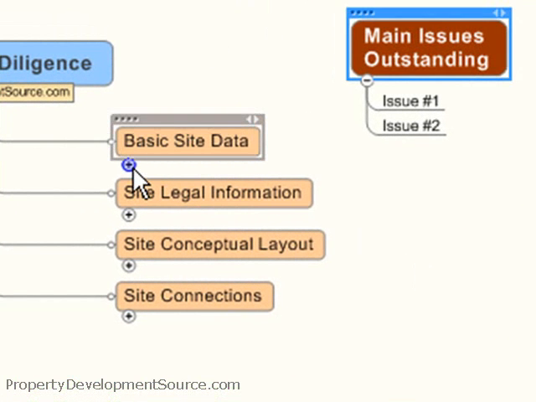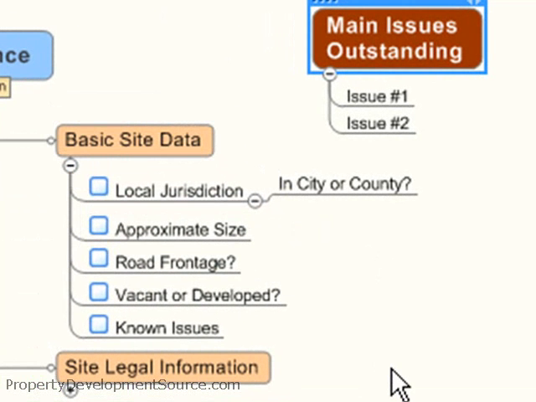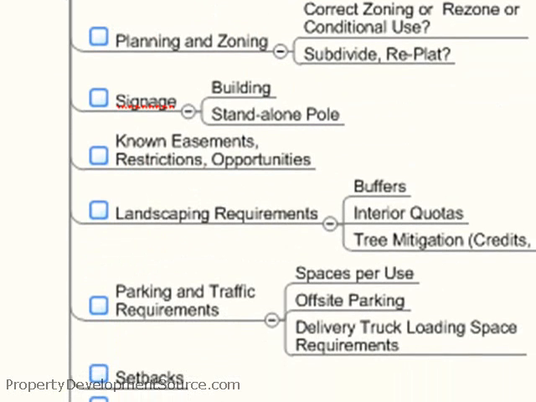Okay, you're going to start off with your basic site data. This is where it is located, in a city or county, what jurisdiction, the size, what roads it's on, frontage, vacant, and any known issues you can put in here. I'll run right on to the legal information. Just pan down here and see this.